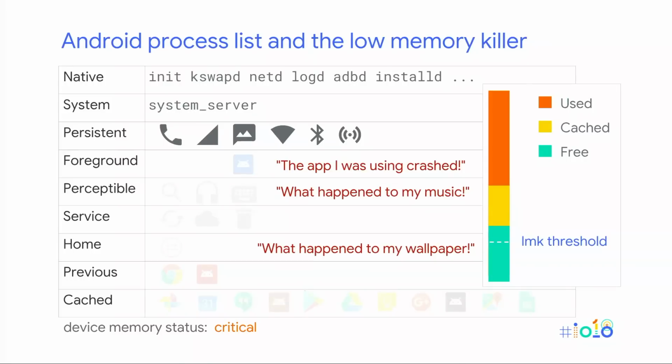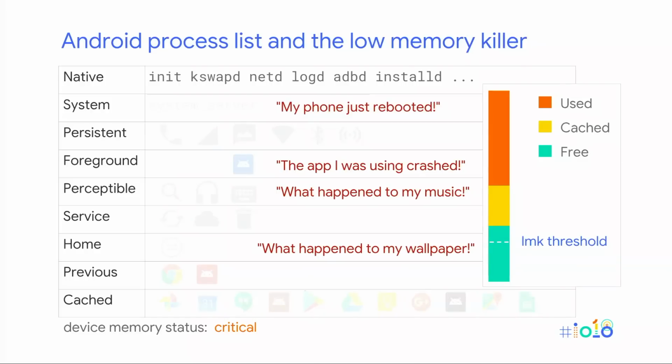Really bad case, the foreground app is killed. To the user, this looks like the app crashed. And the most extreme case you can get into for a low memory killer, basically, it needs to kill the system server. This looks like your phone is rebooted. So these are all very visible impacts of what happens when a device is running low on memory. And it's not a good user experience when this is happening on your device.